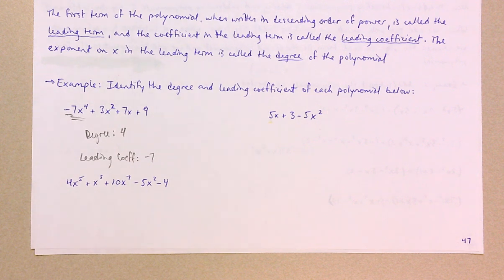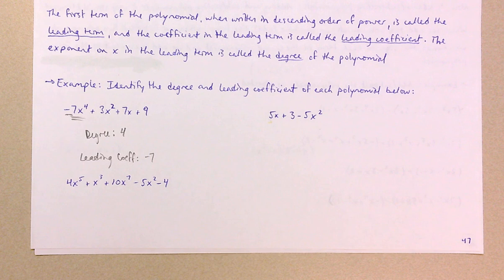All right. I'll let you try the second one on your own, but we'll move on to the third one here. 4 times x to the fifth plus x to the third plus 10 times x to the seventh minus 5x squared minus 4. Is this polynomial in descending order of power?